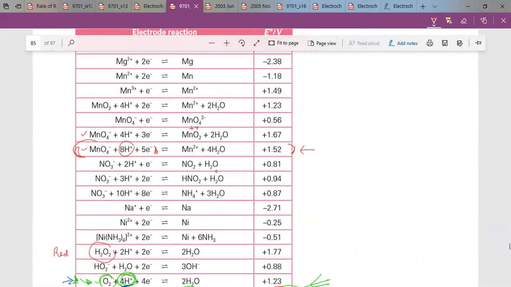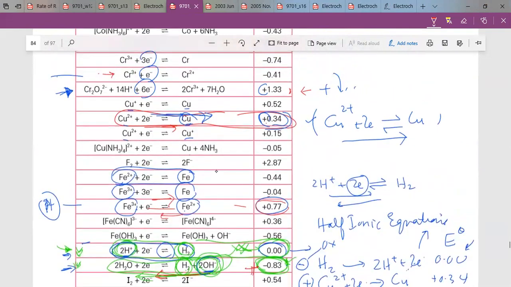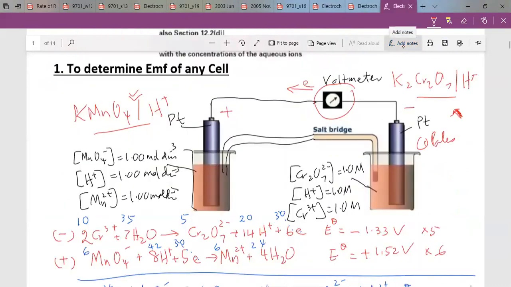Remember which to choose, right? See, it's plus 1.52. The dichromate is what? Dichromate is plus 1.33. That means it's less positive. So obviously, I will put down here, this is positive. The winner takes all, right? It's negative.